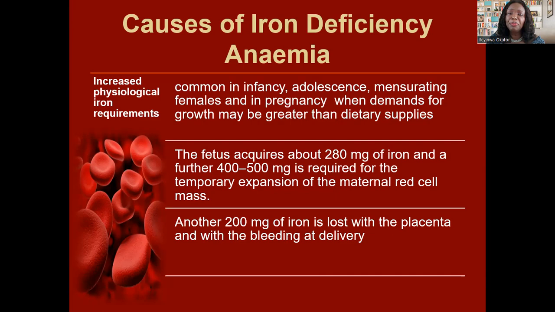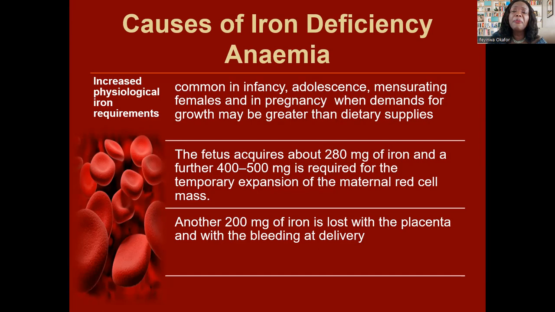And also in pregnancy, the fetus acquires about 200 milligrams of iron, and a further 400 to 500 milligrams is required for temporary expansion of maternal red blood cells during pregnancy. Another 200 milligrams of iron is lost with the placenta and with the bleeding during delivery. Because of that, pregnant women need enormous amounts of iron to meet their daily requirement. When the need for iron is greater than the dietary supplies, they can develop iron deficiency anemia. So increased physiological iron requirement can lead to iron deficiency anemia when the demand is greater than the supply.